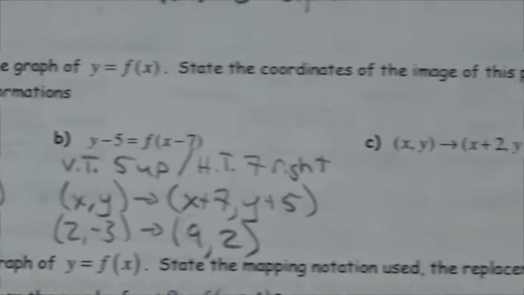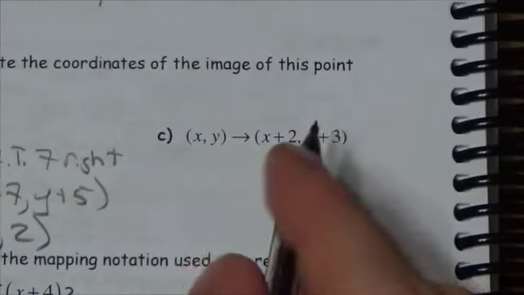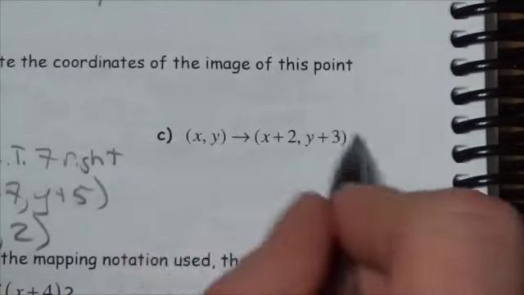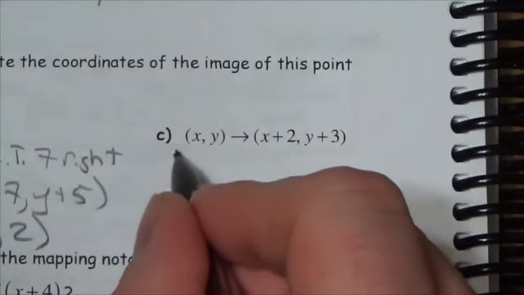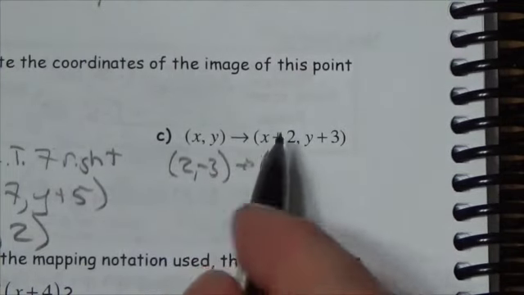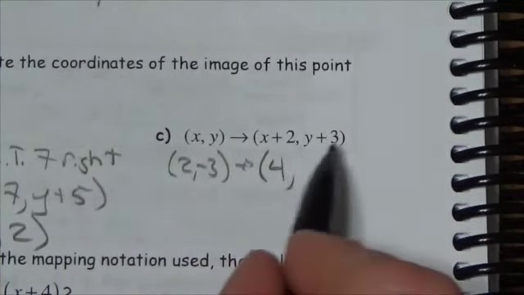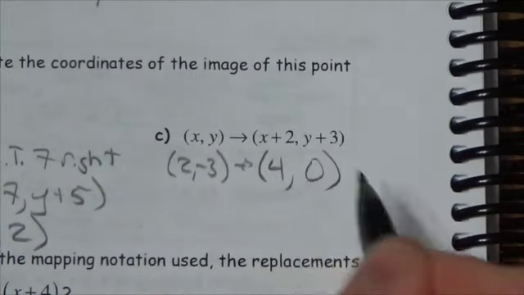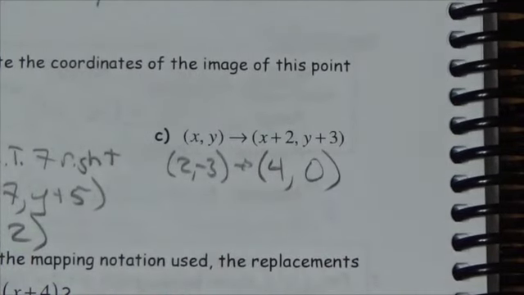This last one here is probably the simplest one because we're giving you the image point. So I don't need to do any of that kind of translation here. I'm just going to add 2 to that, so it's going to give me 4, and I'll add 3 to that, which will give me 0. And so that's the image point that we're looking for in this question.